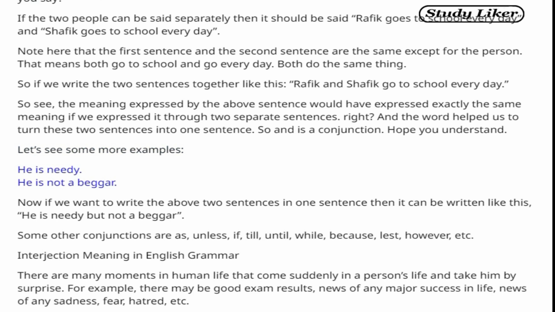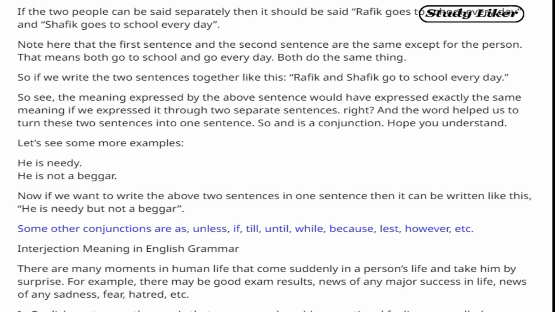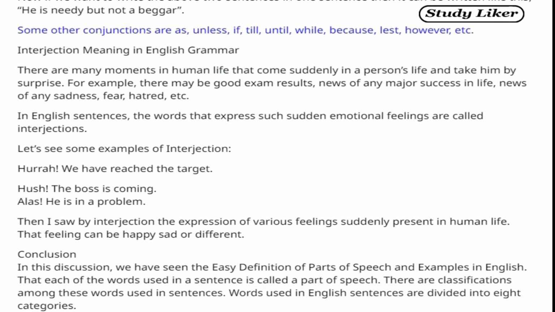He is needy. He is not a beggar. Now if we want to write the above two sentences in one sentence, then it can be written like this: he is needy but not a beggar. Some other conjunctions are as, unless, if, till, until, while, because, lest, however, etc.